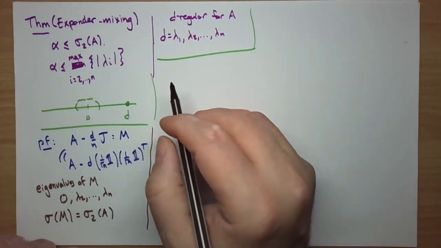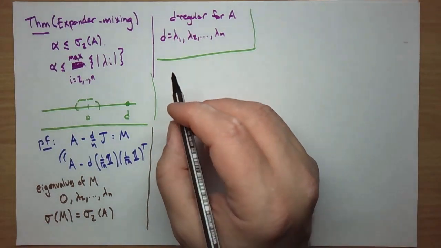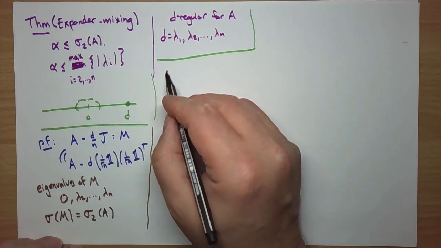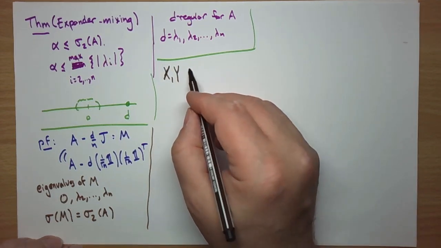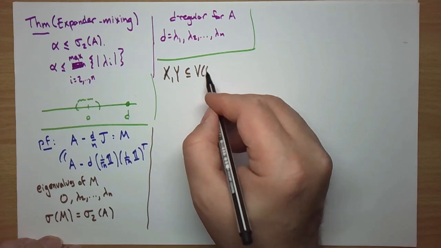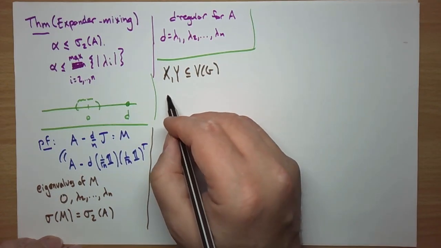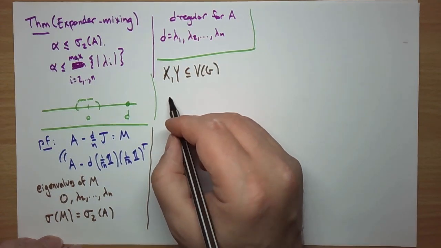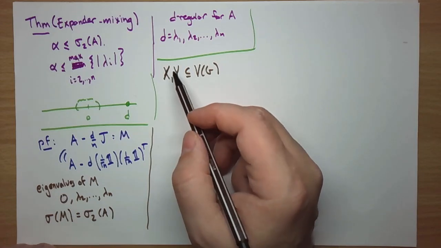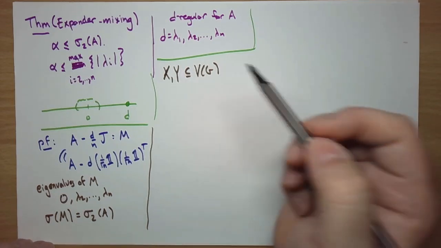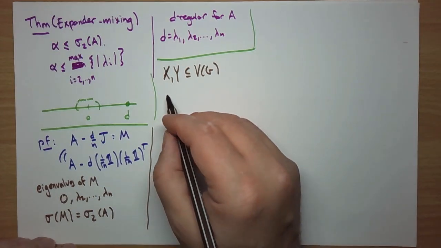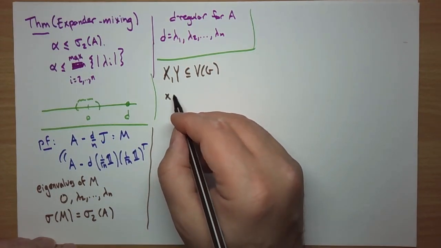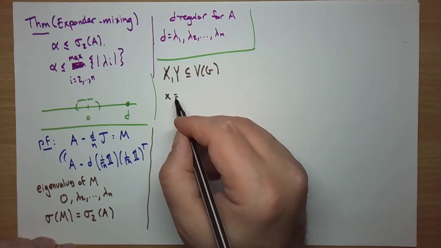So, next up, I want to talk about two subsets. Let X and Y be subsets of your vertices, and we're going to make vectors. What's an easy way to turn a subset of vertices into a vector? Set them all equal to 1.